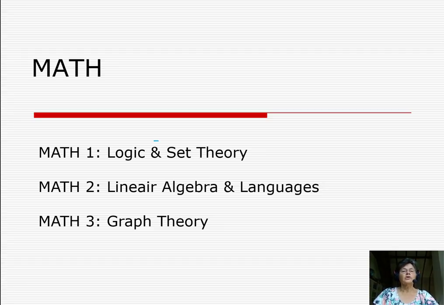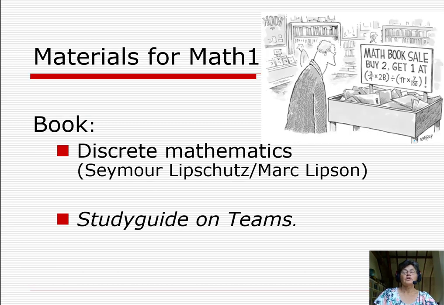The math modules for the fast track program consist of 3 modules. Math 1, which has logic and set theory, Math 2, linear algebra and languages, and Math 3, graph theory. So for all 3 modules we use the same book, Discrete Mathematics of Seymour and Lipschutz.